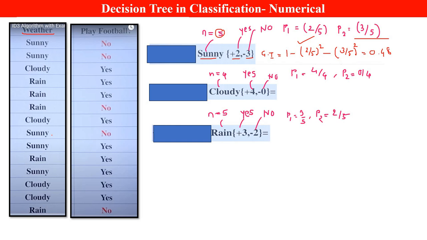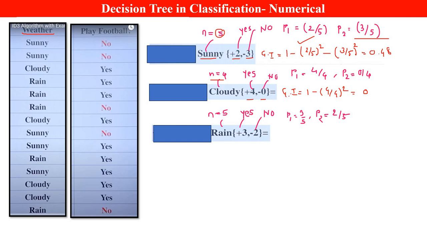Similarly, count how many cloudy there are. Cloudy is 4 times, and out of that, yes is 4 times. So probability of yes is 4/4, and no is 0, so 0/4. If you calculate the GI for this, 1 minus (4/4)² comes out to be 0. It is just similar to the entropy: when one subset is 0, you'll get the entropy as 0. Similarly, GI also will be 0.